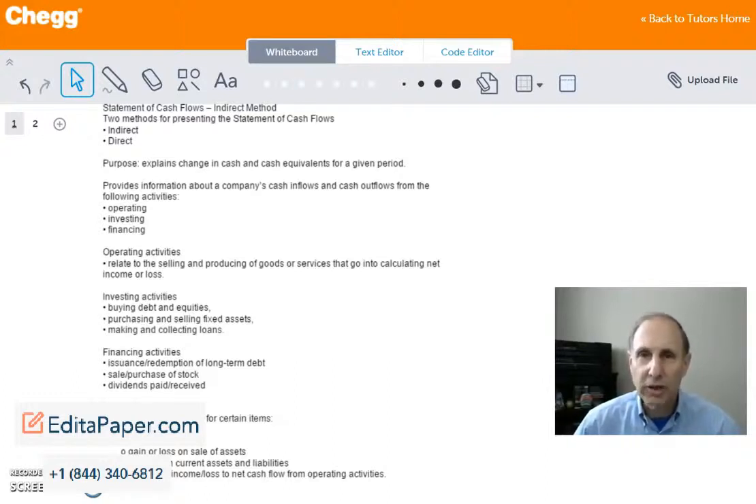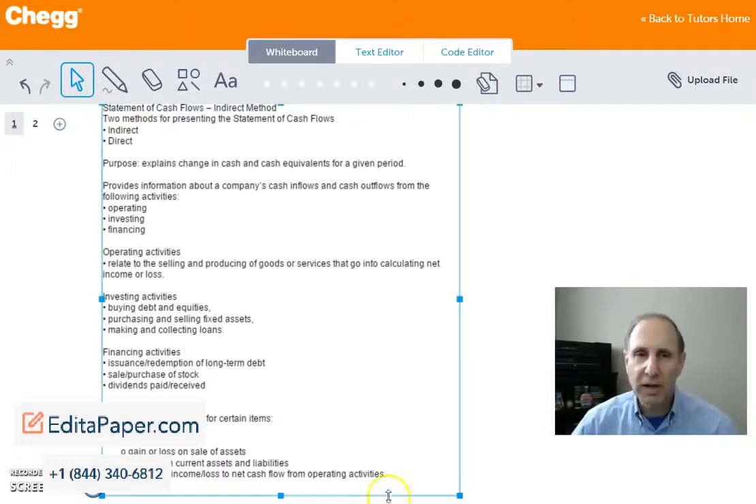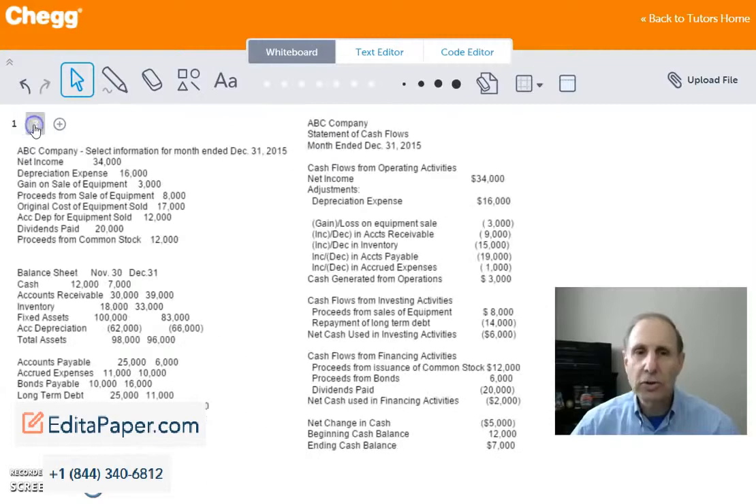What the indirect method does, it adjusts the net income or loss for a given period by certain items. Those items include depreciation, amortization, gain or loss on the sale of fixed assets, or changes in current assets and liabilities. And what we do with those adjustments is reconcile the net income or loss to the net cash flow from operating activities. The best way to see this is to look at how we prepare the statement of cash flows based on some information that we're given.